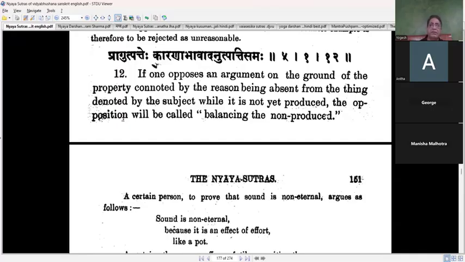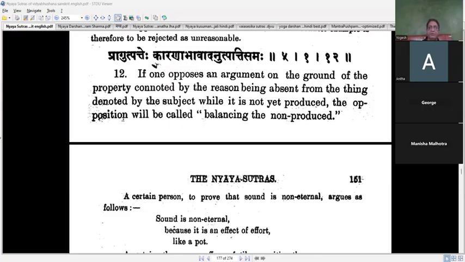Prag utpatte karan abhavat anutpatti sab. Right. So Prag is before, Utpatte is born, so before it's born. Karan is the effect. Karan abhavat: the effect is not available. Abhav: the effect is absent. That kind of logical fallacy is called anutpatti sab, balancing the non-produced. Utpatti is produced. Anutpatti is non-produced.